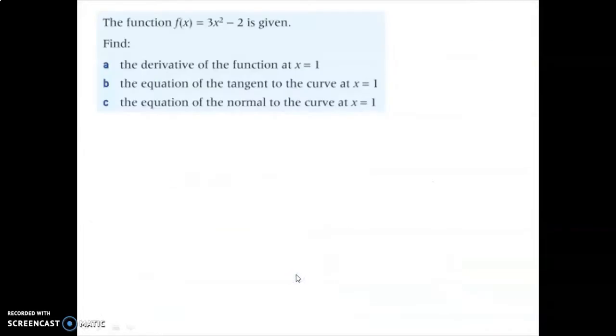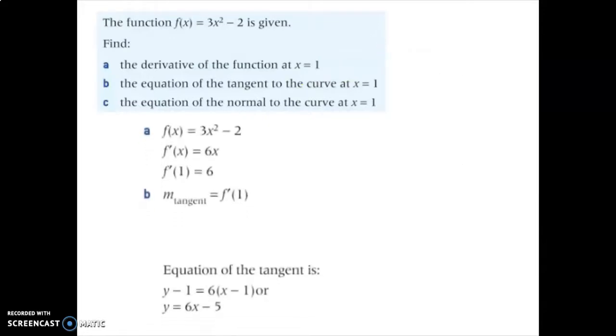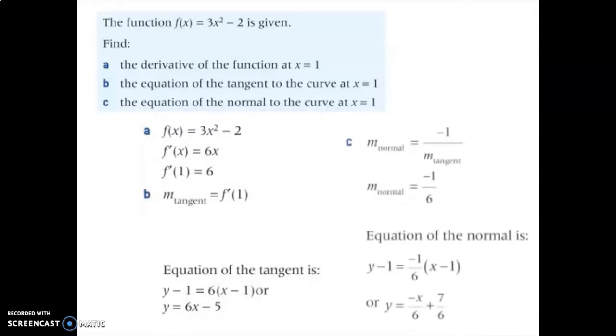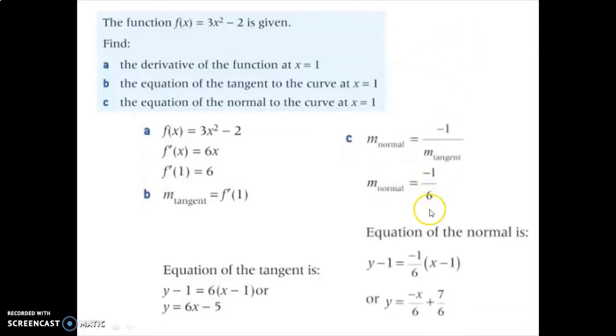Let's keep going. Now here's a question for you to try. We have this equation, and we want to find the derivative of the function at x equals 1. So you're going to find the derivative, put 1 in there, and find that. Then find the equation of the tangent at x equals 1, using that same point, and then the equation of the normal at that point. Let's see, without any steps shown to you, if you can figure this out. Give it a try. And now let's check your work. So here's all that. Check it carefully. There's the equation of the tangent, and then the equation of the normal as well.